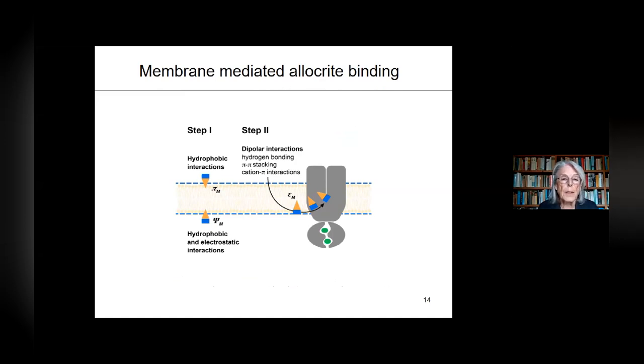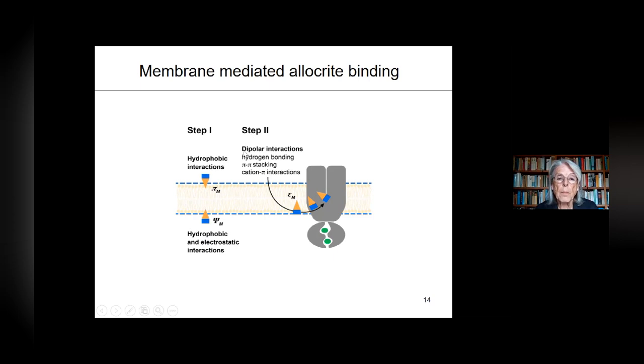So we summarize here. First, the binding step consists of two individual steps. First, we have hydrophobic interactions. So we have penetration of the molecules into the membrane based on the hydrophobic effect. In the cytosolic leaflet, we have in addition electrostatic interactions, which are, however, not very pronounced because we have a lot of salt in the cell, magnesium, which shields the surface potential. So this is the first step, the hydrophobic step.